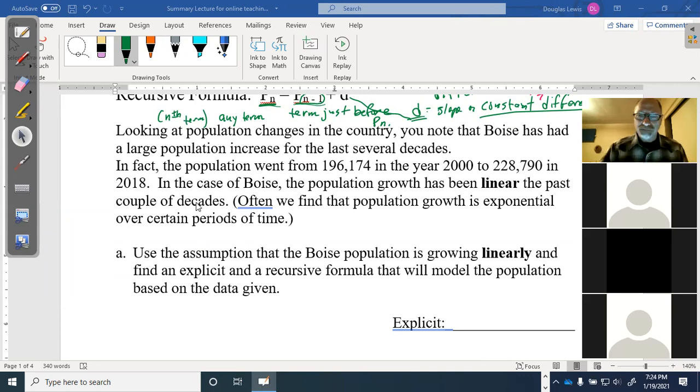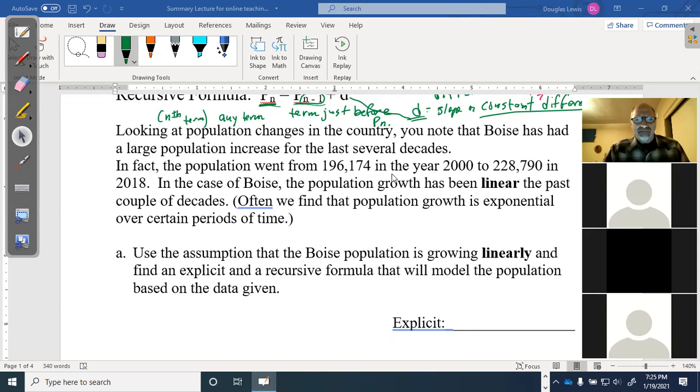Now that's unusual. Typically, population growth among a large group of people tends to be exponential, but Boise's different. People are moving to Boise for various reasons, and how fast they're building in Boise has an impact on how many people, how affordable it is to move there. So in the case of Boise, it has been linear the past couple of decades. Often we find that population growth is exponential, but through certain periods of time it isn't. So it says, use the assumption that the Boise population is growing linearly and find an explicit and a recursive formula that will model the population based on the given data.